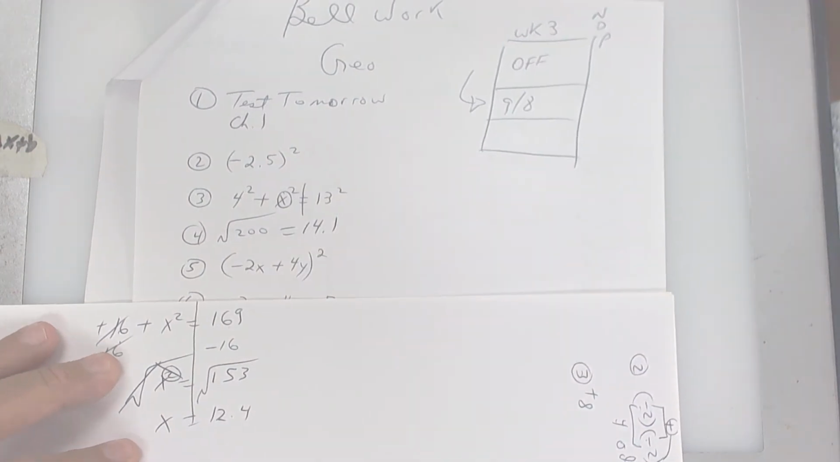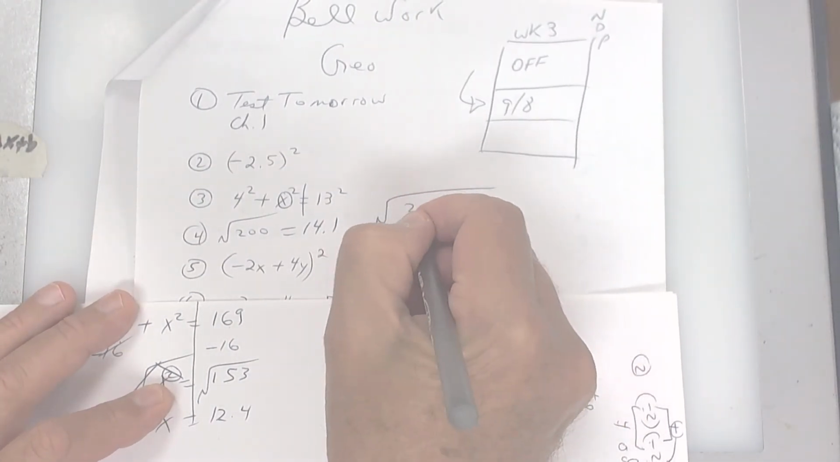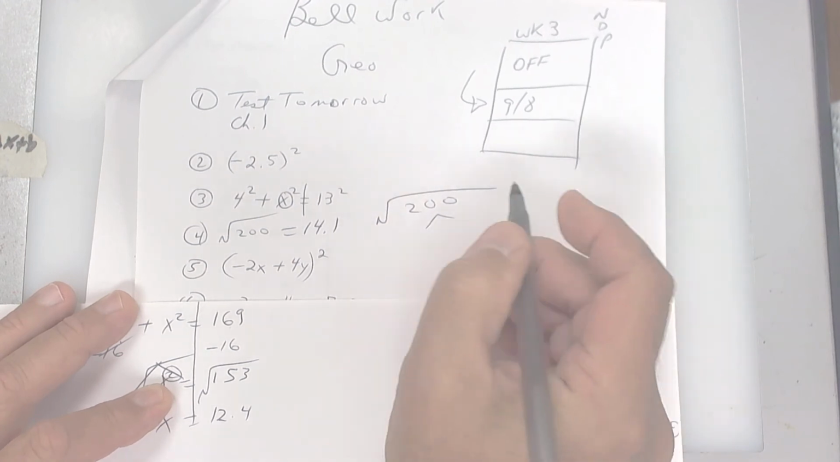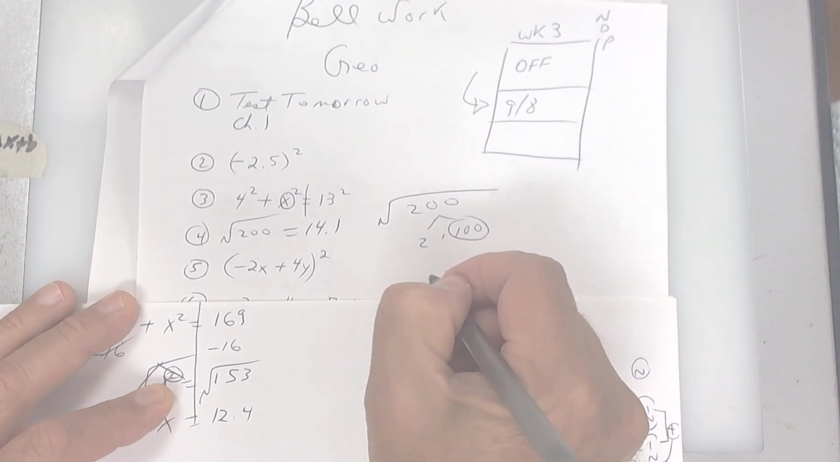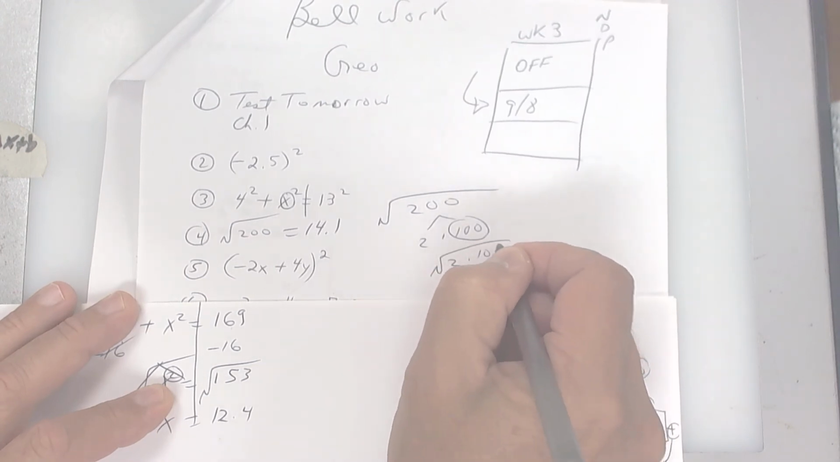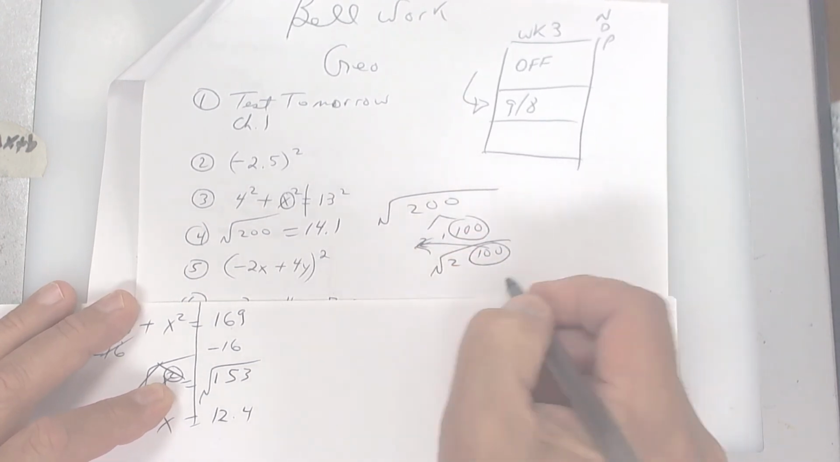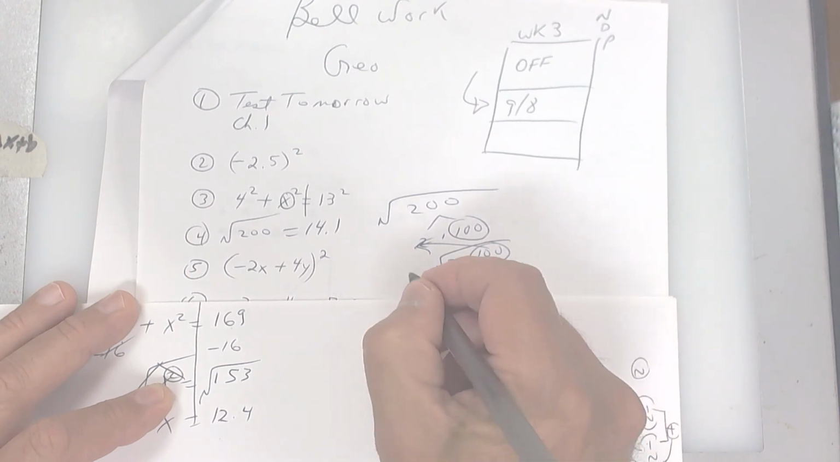Okay? Now you can do it another way. You could extract perfect roots. Now I don't know what the answer choices are. This would be 2 times 100. 100 is a perfect square, so it'd be the square root of 2 times 100. The square root of 100 is 10, so it would be 10 square root of 2.